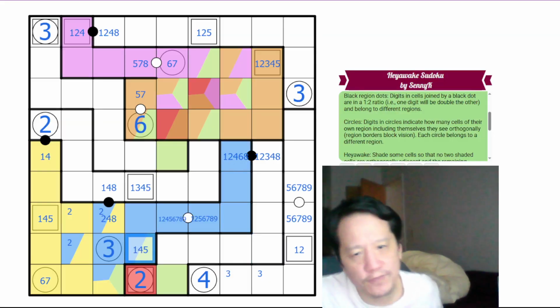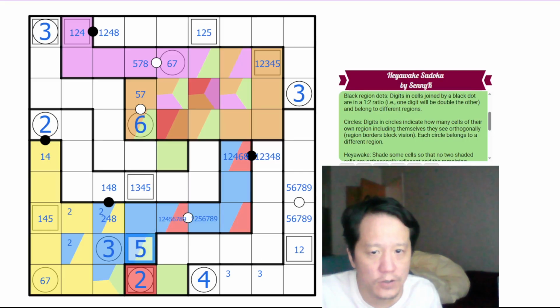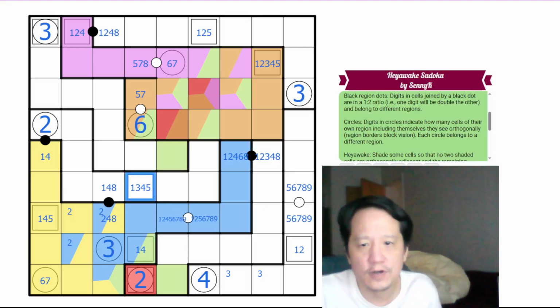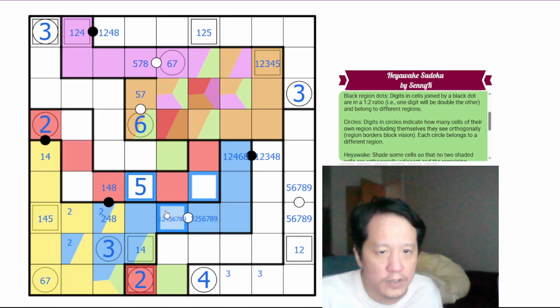Can this be 5? Okay, so then you'd have shading here, here, here, not here, here, and that would not work. So this cannot be 5. It could be 4 or 1. Can this be 5? That's another one. We have shaded here, and then shaded here. And this would all be unshaded.